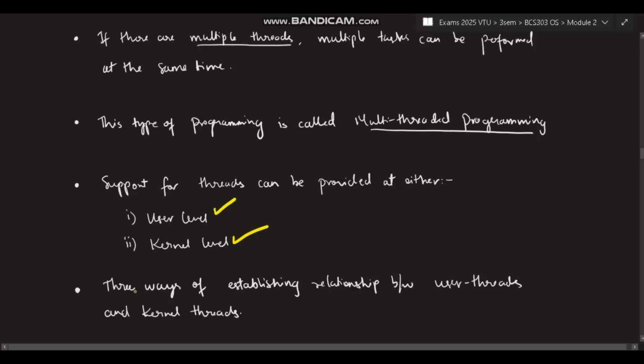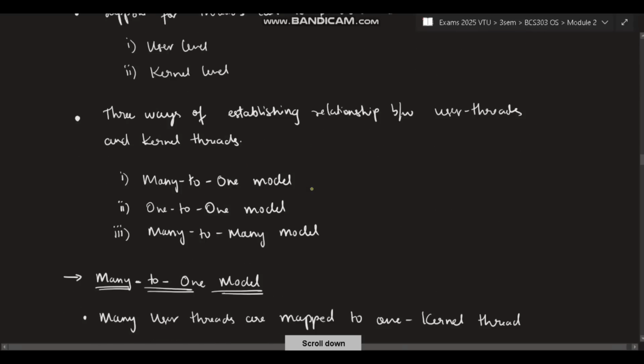And there are three ways of establishing a relationship between user threads and kernel threads. First, understand that threading can be implemented at user level or kernel level, and to make communication between user and kernel level, we have three ways. You got the point. So the three models are the many to one model, the one to one model, and the many to many model. Let's have a look.